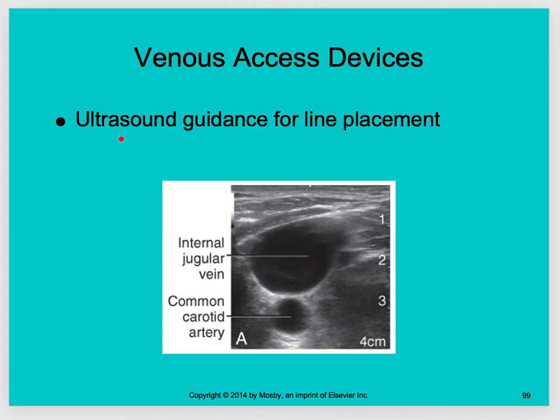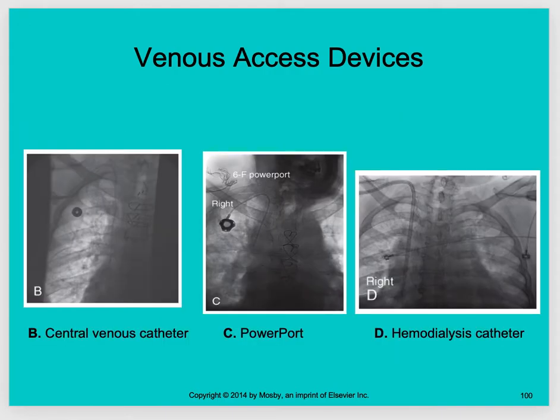Venous access devices, so ultrasound guidance for line placement. They'll use ultrasound a lot of times to find the vein that they're going to access. After they access it, then they're done with ultrasound. But ultrasound is a good device to use to make sure that you get the correct vein, that you're not getting an artery, so not the common carotid artery, but the internal jugular vein, if that's what you're shooting for. So it just helps guide you along your way, helps eliminate mistakes.